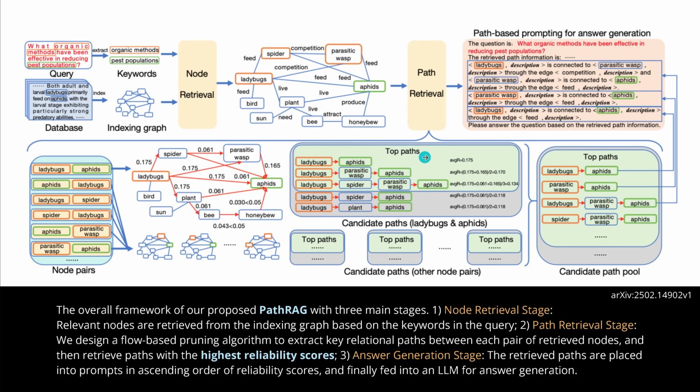So we have now the top path from ladybug to aphids, from ladybug parasitic wasp to aphids, yes, you get the idea. And given the specific parameter of the reliability score, we have now a ranking of the top path. We invert this for the path-based prompting for answer generation because, you know, the LLM is most sensitive at the end of its attention window. And this is it. This is the complete methodology.